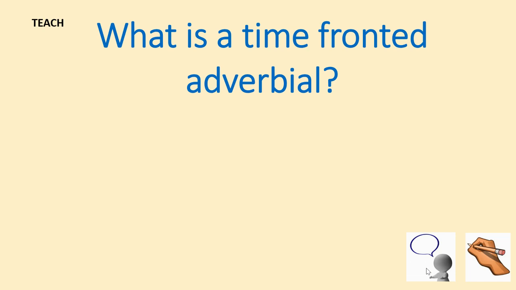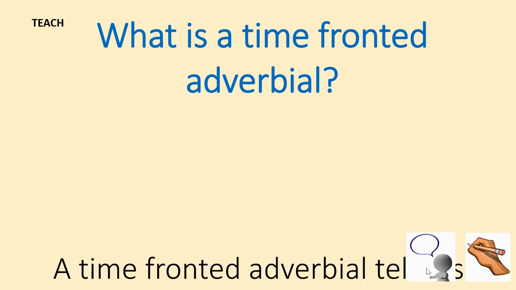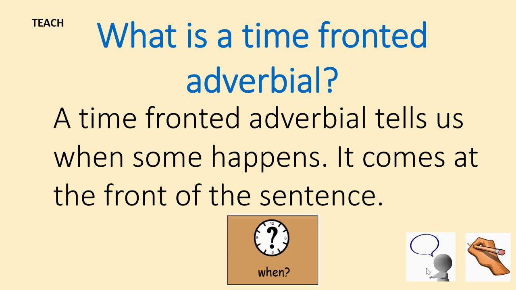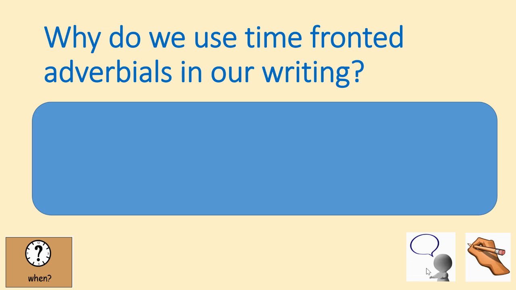Okay, great, you're back. So what is a time-fronted adverbial? A time-fronted adverbial tells us when something happens. It comes at the front of a sentence. Let's say that together. A time-fronted adverbial tells us when something happens. It comes at the front of the sentence. And that part, when, is really important. That's the time part.